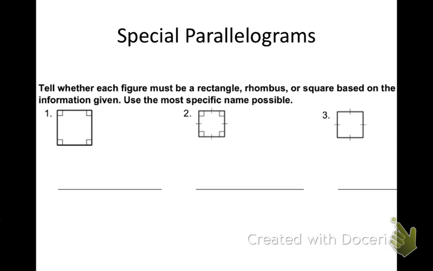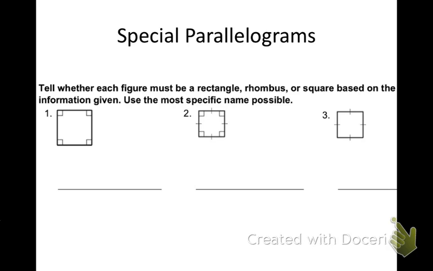First one's here, numbers 1, 2, and 3. It says, tell whether each figure must be a rectangle, rhombus, or square based on the information given. Use the most specific name possible. Now, please take a note. Yes, I understand they all look like they are squares, but they are not. You have to use what is for sure given to you. You cannot assume things are congruent. You have to know what is given to you. Take a couple seconds to try these.